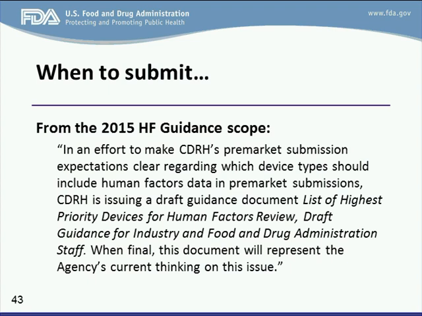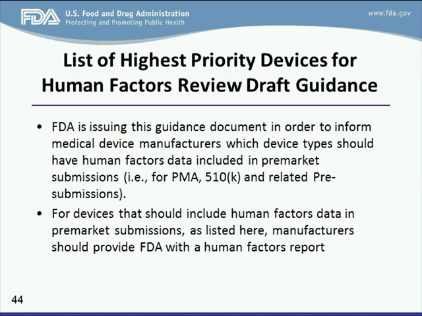It's my duty to walk you through the contents of the new draft guidance. As you are all aware, at the beginning of our presentation, in addition to the release of the final human factors guidance on February 3, 2016, FDA issued a new draft guidance document entitled List of Highest Priority Devices for Human Factors Review. And the goal for this new draft guidance is to set clear expectations and streamline the human factors review process for pre-market submissions at the agency.